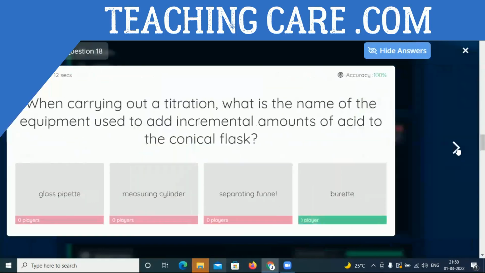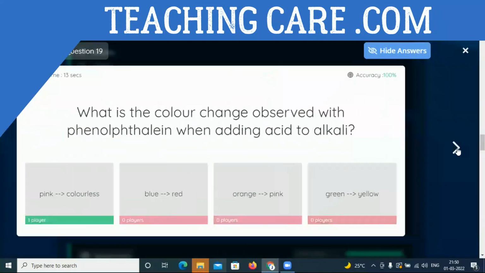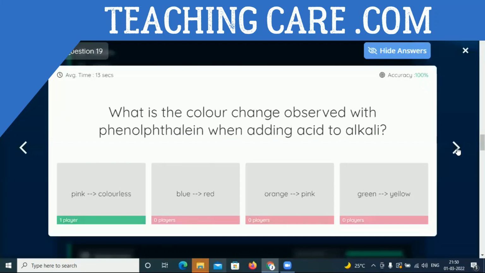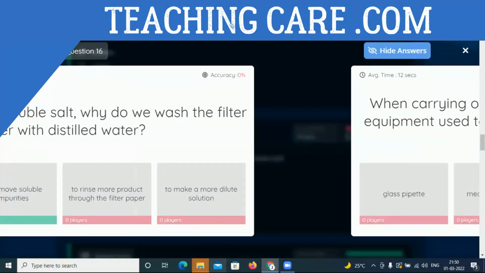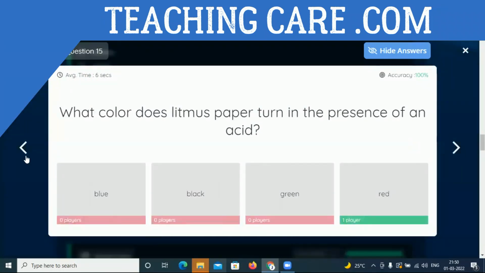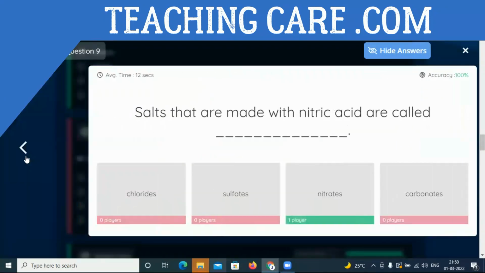Also, I have a question which I got wrong, but I got it in the redemption only because I memorized the answer. Why do you add excess of the insoluble reactant when making a soluble salt? Can you re-explain that? I'll go with that question also. Give me a minute.